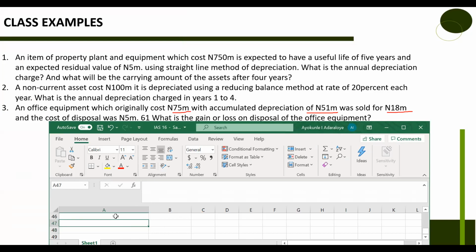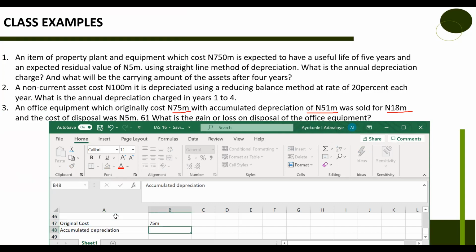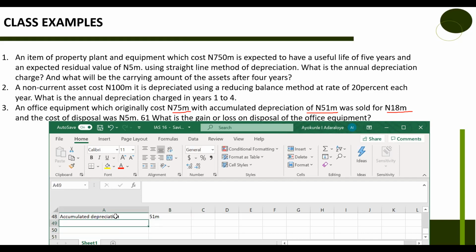Please tell me you can still see my Excel and screen. An office equipment which originally cost 75 million. Original cost is how much? 75. Accumulated depreciation, I explained what it is the other time: all the total depreciation that we have done on the asset till date. 51 million. It was sold at 18 million.